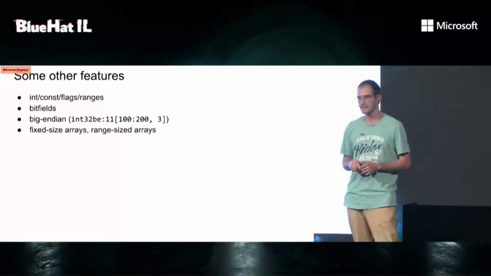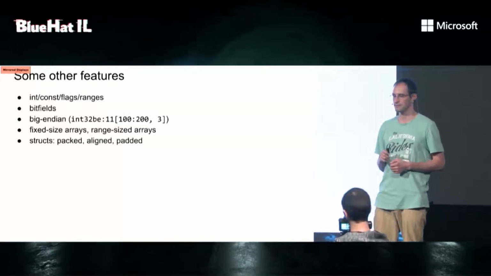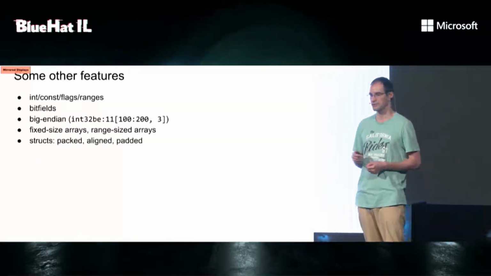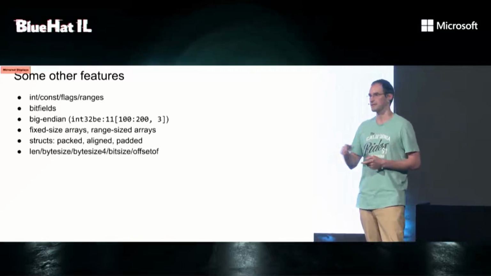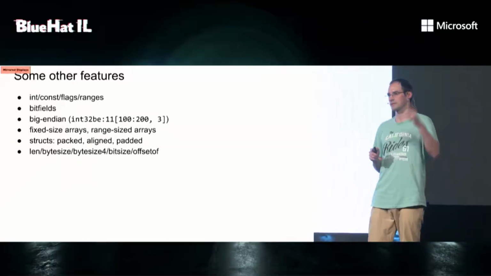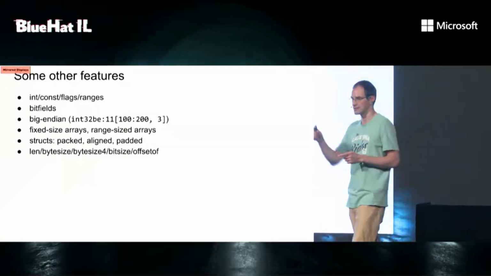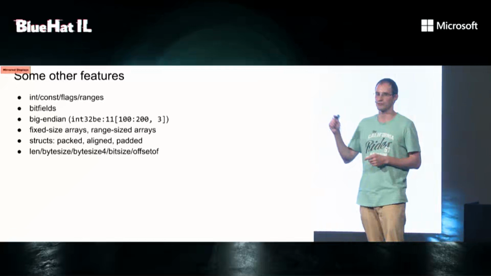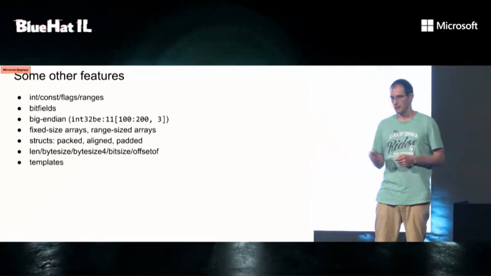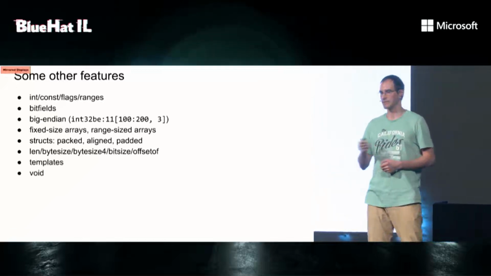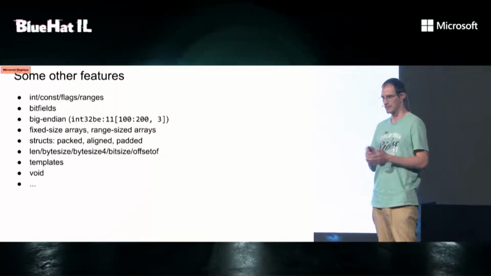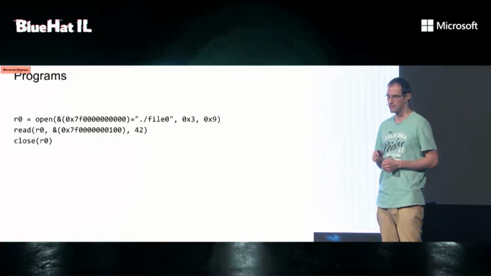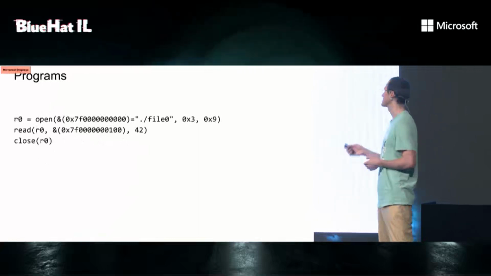Also, we have fixed size arrays, range size arrays. We have structures that are packed, aligned, padded. We can say that this integer is the length of that array or size of that object in bytes, or size of that object in 4-byte units or in bits. And we even have templates. And with templates, we also get the void type. And some other features. OK, so this is for descriptions.